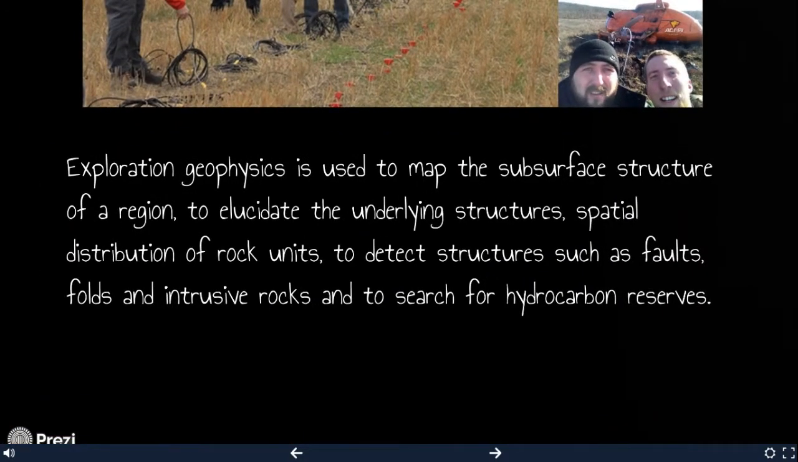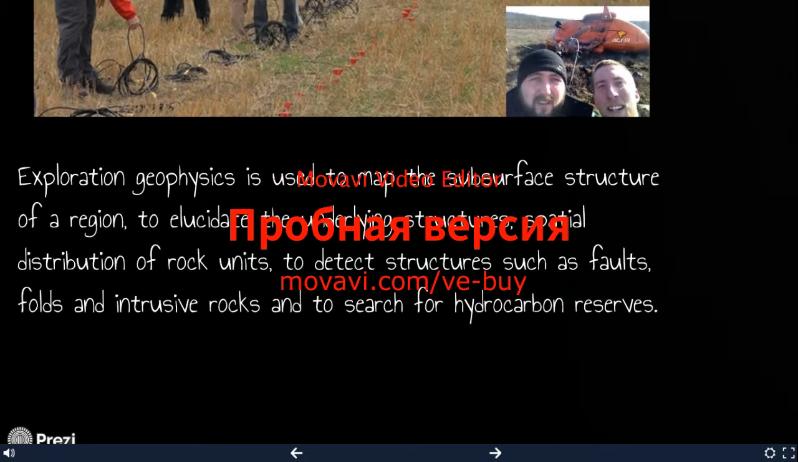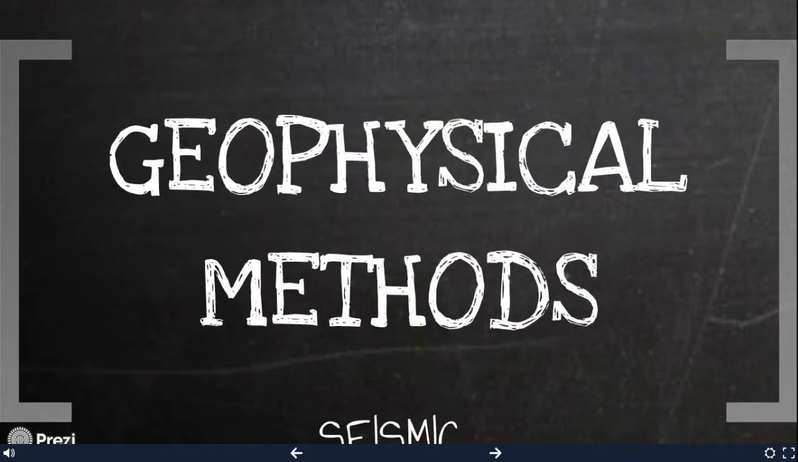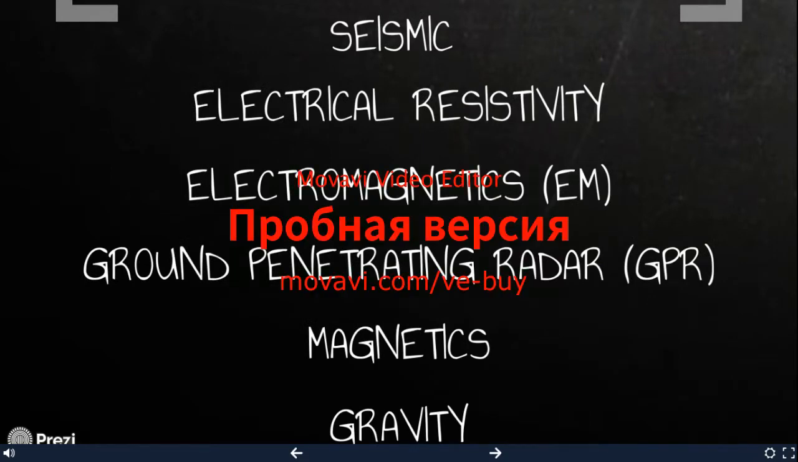Exploration geophysics is used to map the subsurface structure of a region to elucidate the underlying structures, spatial distribution of rock units, to detect structures such as faults and intrusive rocks, and to search for hydrocarbon reserves. Here we have a list of our geophysical methods. Start with seismic, electrical resistivity, electromagnetic, ground penetrating radar, magnetics and gravity methods.